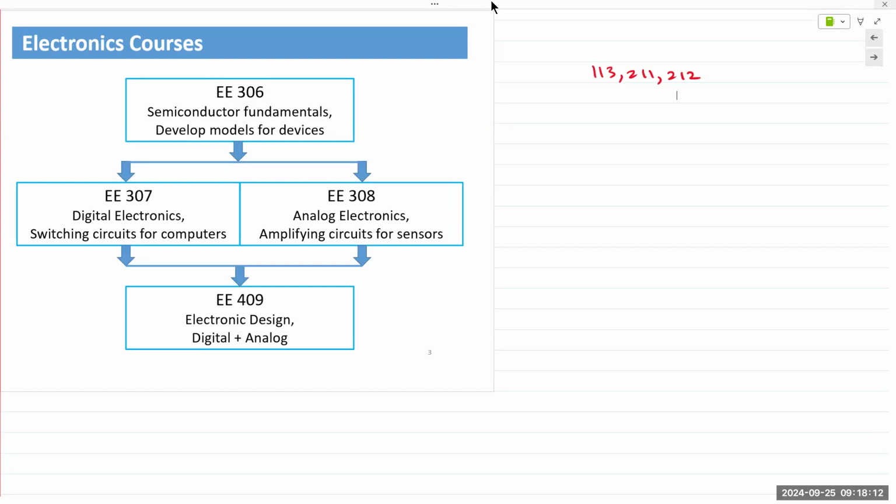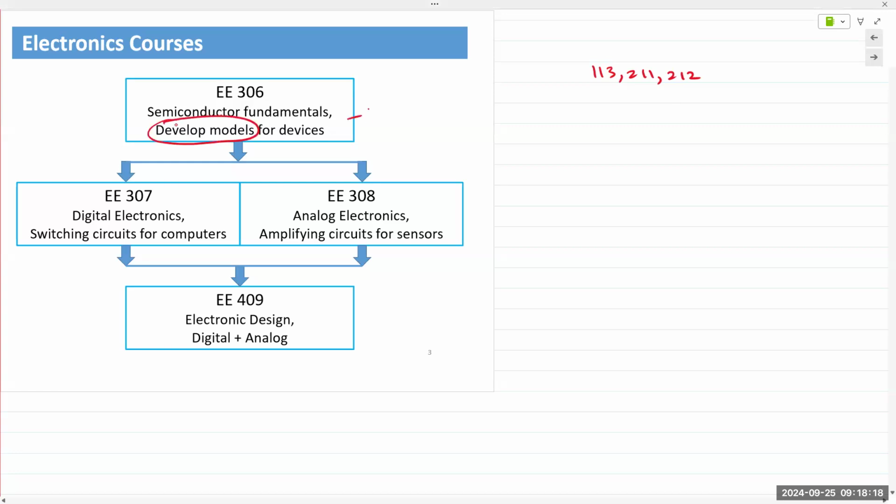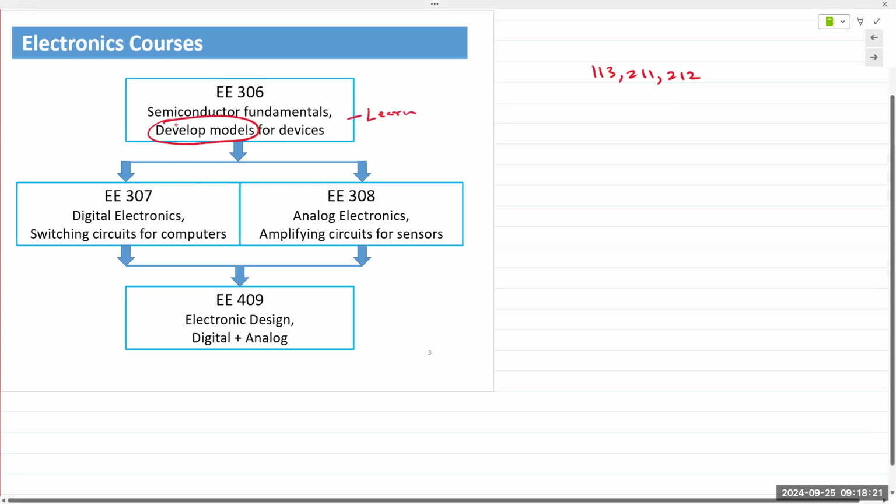And you will learn how to develop models for these devices. You will develop models and learn analysis techniques.